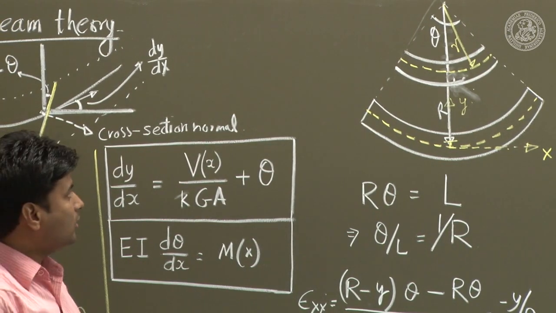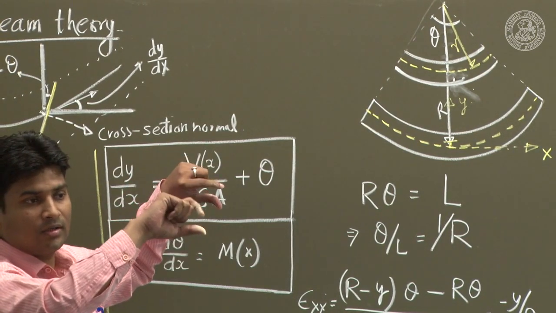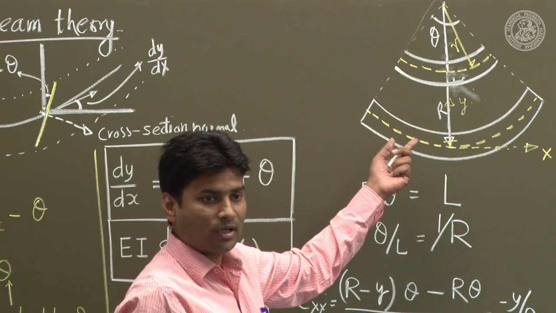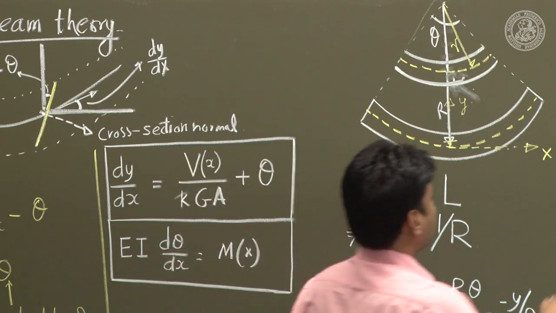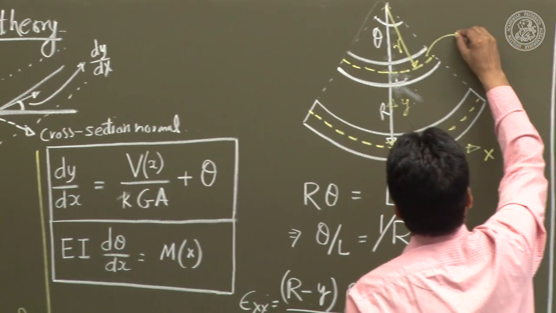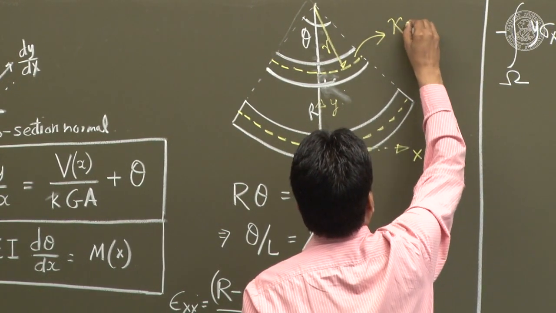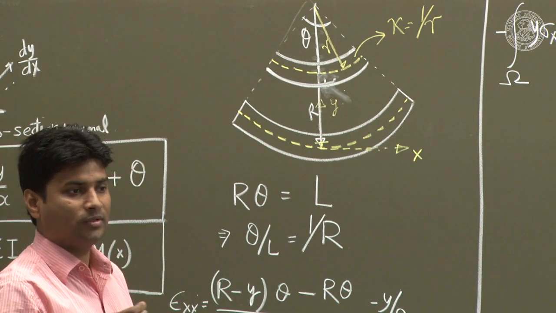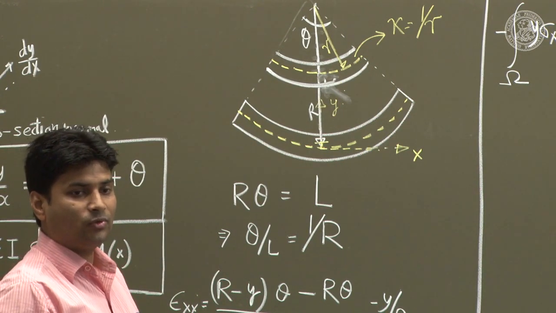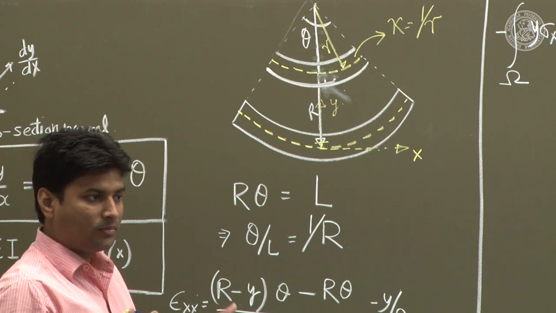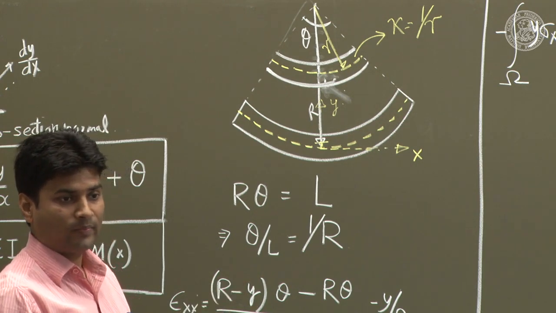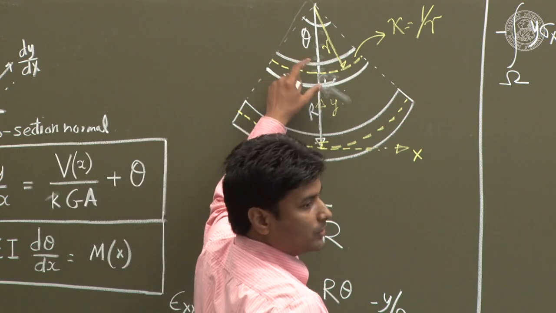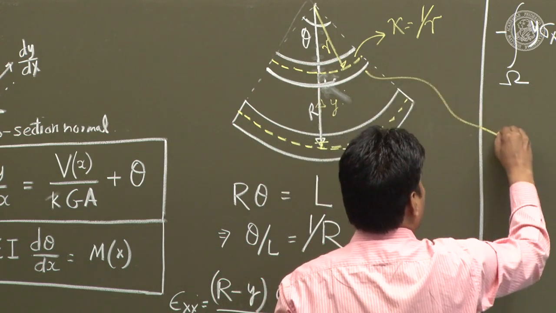So right now again the beam is bent into a circle and the radius is small r, so curvature is 1 by r, curvature of the center line. So in this case, curvature kappa is now 1 by r. So what do you think, what will be the bending moment? Is that going to be EI times 1 by small r? Or bending moment remains the same? So let's figure out.